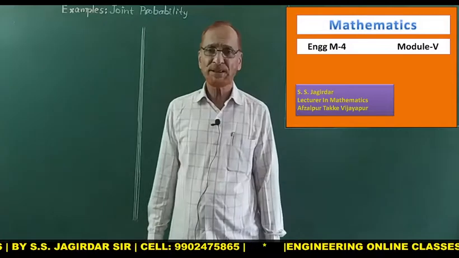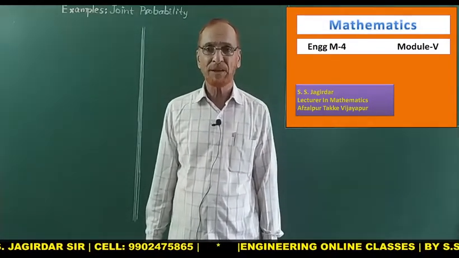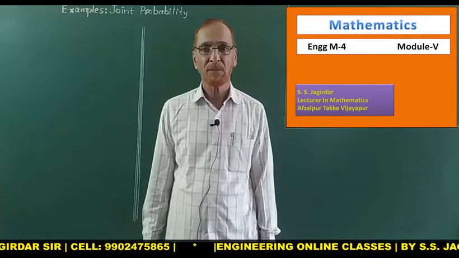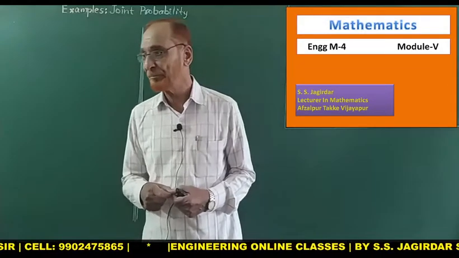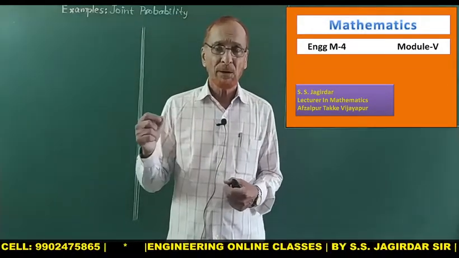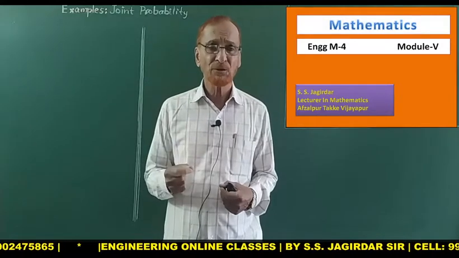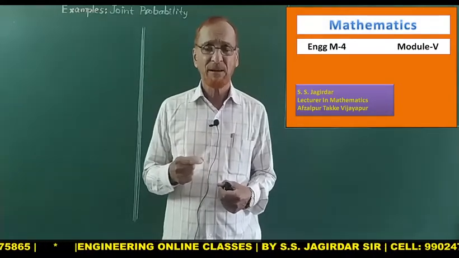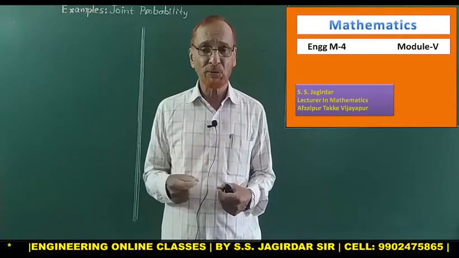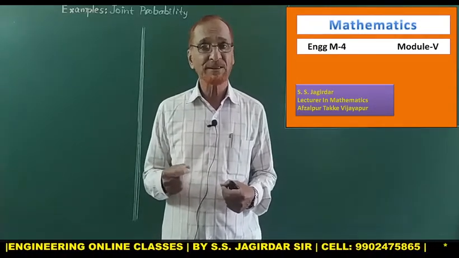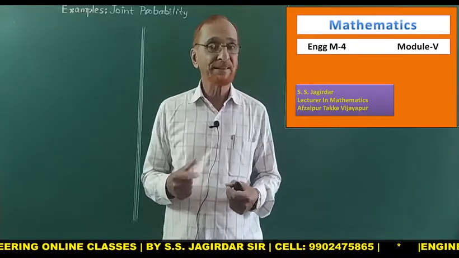Dear students, as you know, we have already completed three lectures, lecture 1, lecture 2, lecture 3, in which we continuously discussed the joint probability. In these three lectures, we have completed the whole concept of joint probability and all the related terms and quantities which we have to calculate, all discussed in detail. Now is the time to deal with the examples.